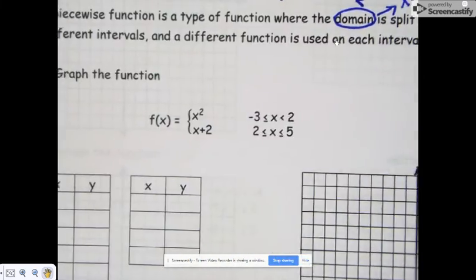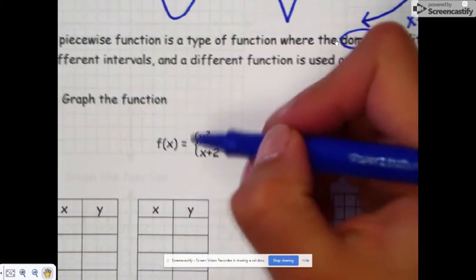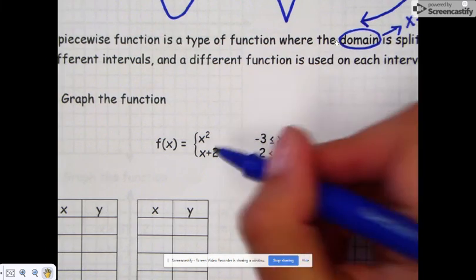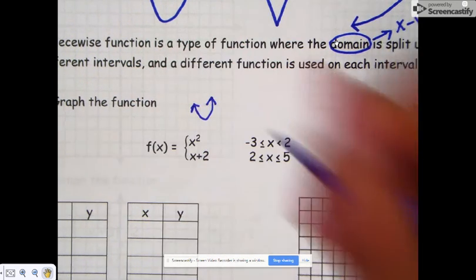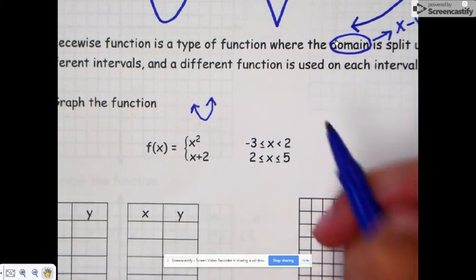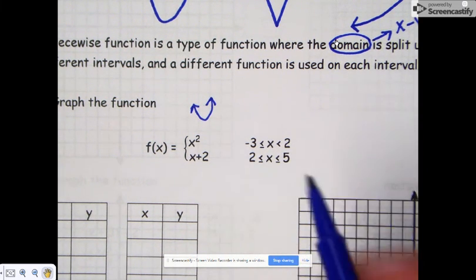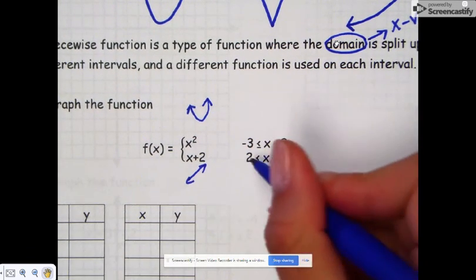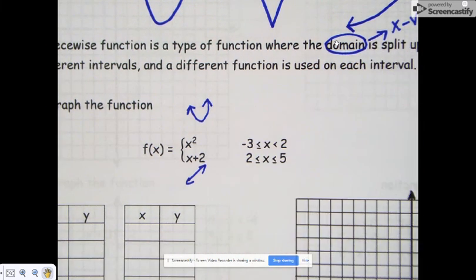They'll have notation, so this function is called f of x, and it'll have two parts to it. It always has a squiggly bracket like that, and inside the squiggly brackets are the functions that they want you to use. So the first one is x squared. And that is the OG function we talked about, or the parent function for a parabola. Okay, so we know that that's going to look like a parabola, but it's only going to look like a parabola from x values of -3 to 2. Okay, and then the next one, it'll look like a line. We know that that's the form of y equals mx plus b, and that's going to look like a line from 2 to 5. Okay, so first what I want you to do is make tables before you graph them.